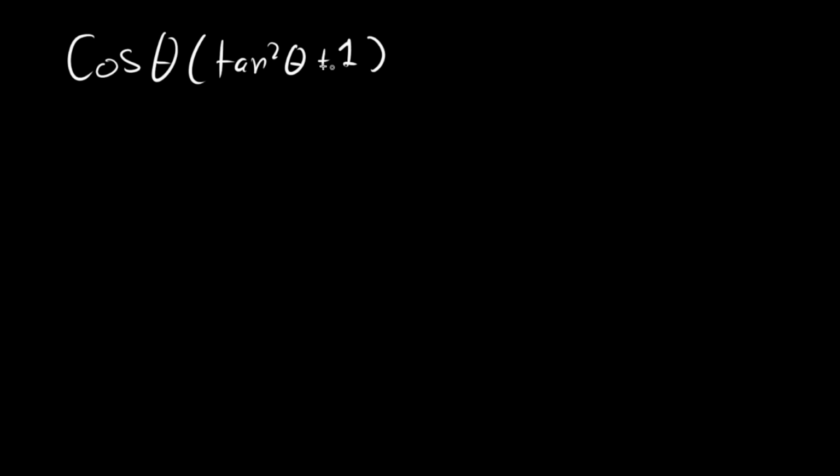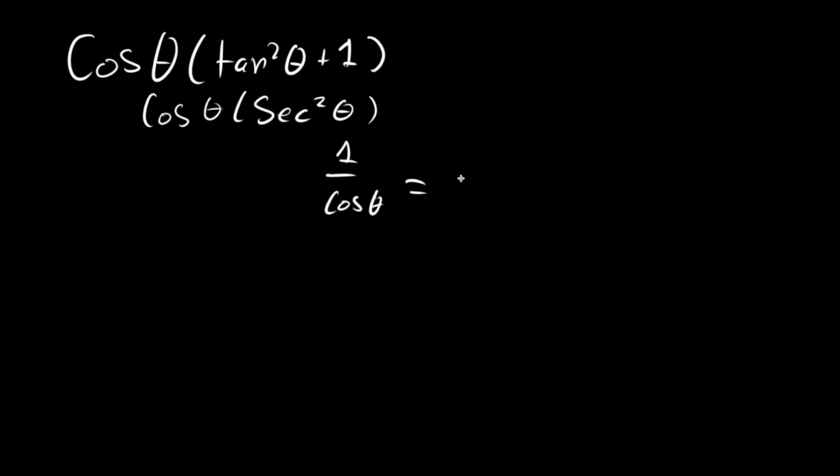Now this function right here after the last one should be very easy because we just used this identity. Tan squared plus 1 is equal to secant squared theta times cosine of theta, and we're going to get the exact same answer as before. So we're going to get 1 over cosine theta or secant theta.